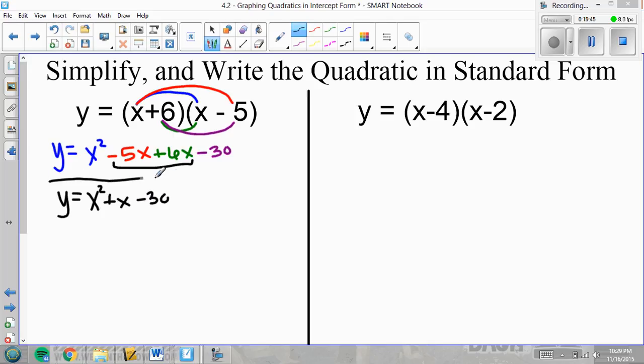So now you can transform intercept form into standard. So yesterday we transformed vertex into standard. Now we're changing intercept into standard. So I want you to do this one. Okay, so if it helps, draw the little rainbows there to help you so you remember to take each one. So I want you to do that second one.